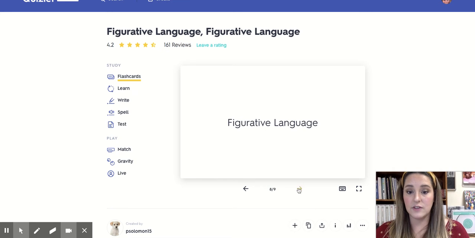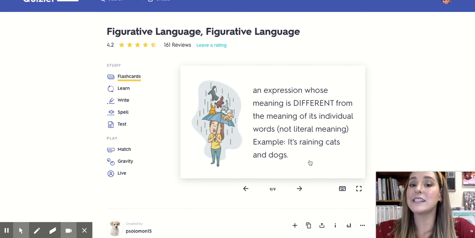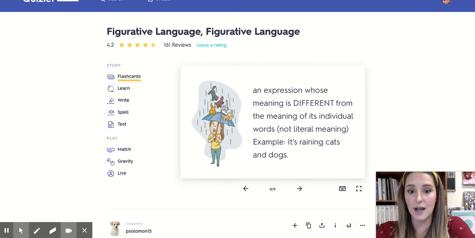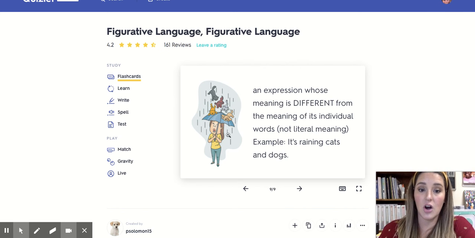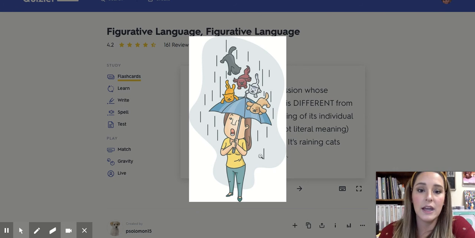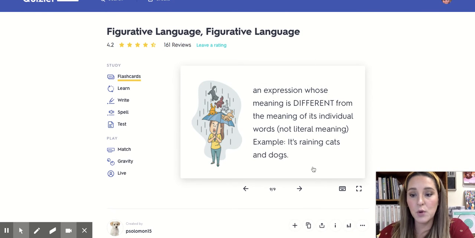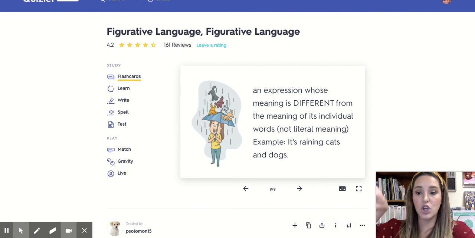All right, and then we have the definition of figurative language again, and then we've got an idiom. That's kind of what over the moon was. I'm feeling over the moon, excited about coming back on Thursday. An idiom is an expression whose meaning is different from the meaning of its individual words, not literal. It's raining cats and dogs as an example. It's not really raining cats and dogs unless you're in this picture. It just means it's raining a lot or raining really hard, all right? Over the moon is the same thing. It doesn't mean we're actually going over the moon. It just means we're really excited, okay?